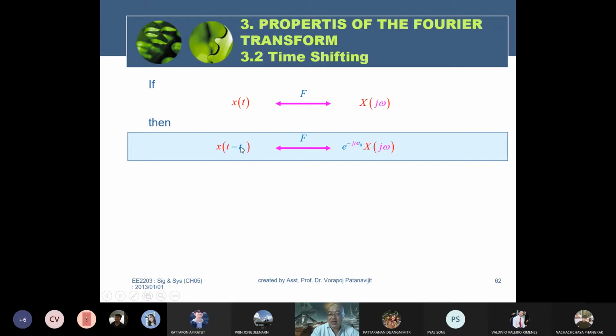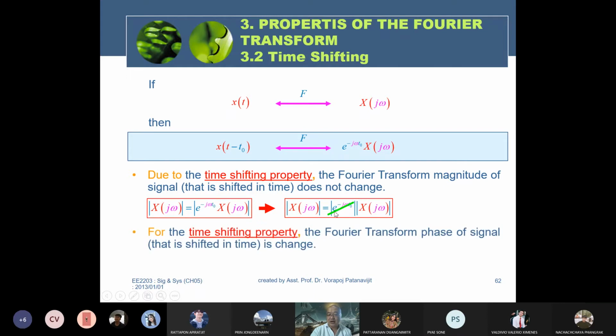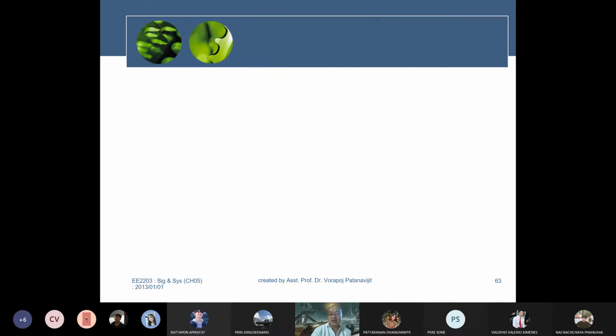It depends on how long you shift it. If t naught equals 10, this term is e to the minus j omega 10. If t naught is 100, this term is e to the minus j omega 100 too. Due to the time shifting property, the Fourier transform magnitude does not change. If you consider only the magnitudes, the magnitude of the complex exponential is 1. From the time shifting property, only the phase of the signal's Fourier transform is changed. The magnitude doesn't change.